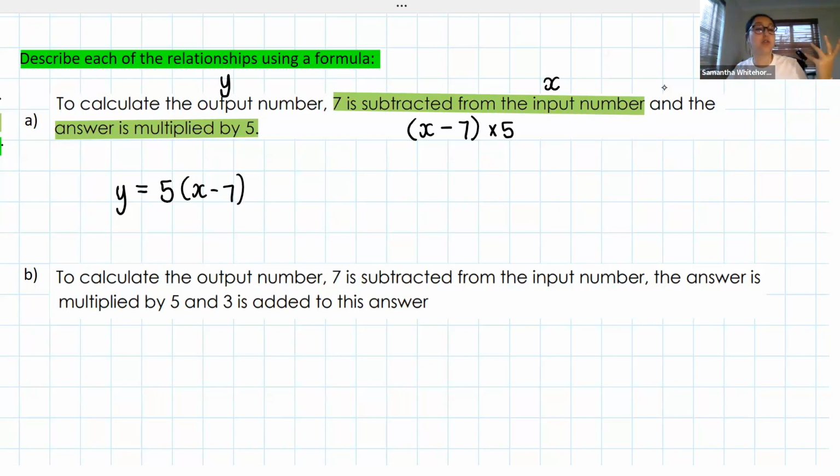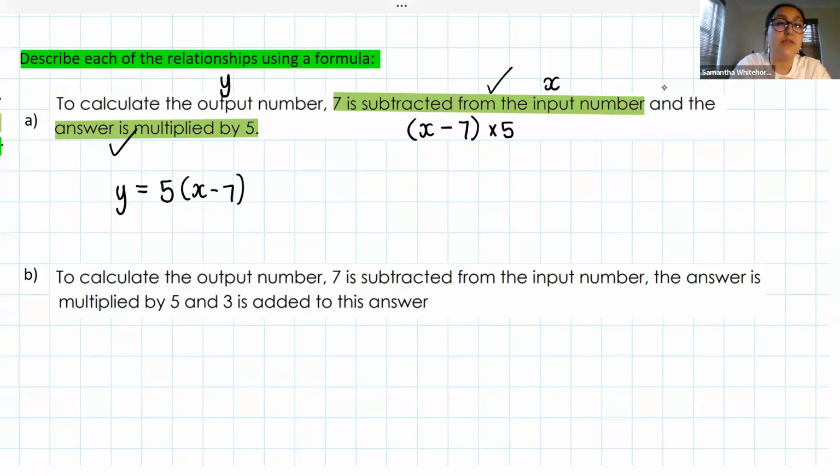And that's why I'm saying use brackets, okay? So brackets tell us that we have to do what's inside the brackets first. So the x minus 7, which is what I was told to do. And then I do the multiplication, which is what I was told to do. So brackets are a really powerful tool when we're starting to write down formulas to make sure that we do things in the correct order.